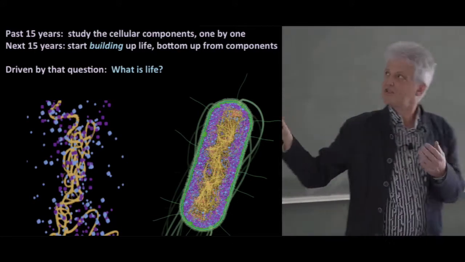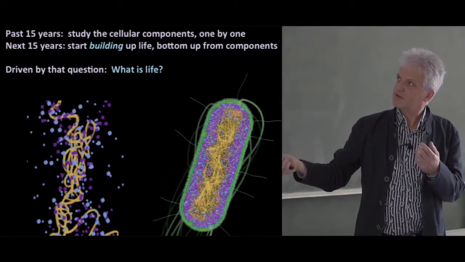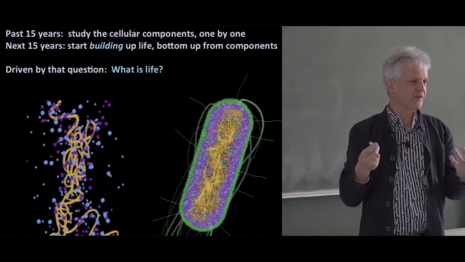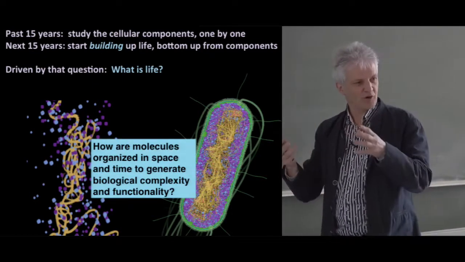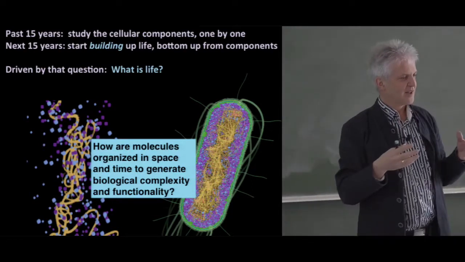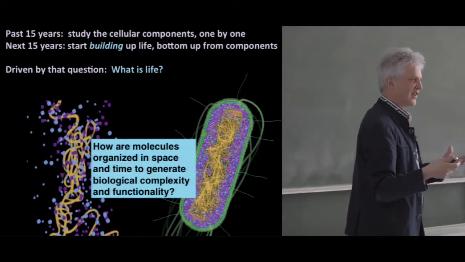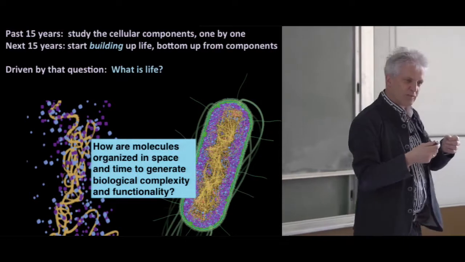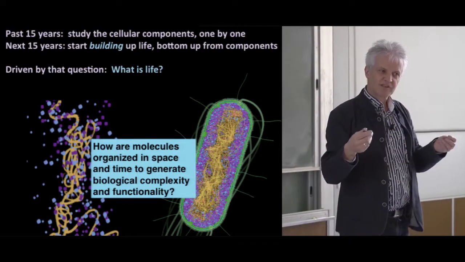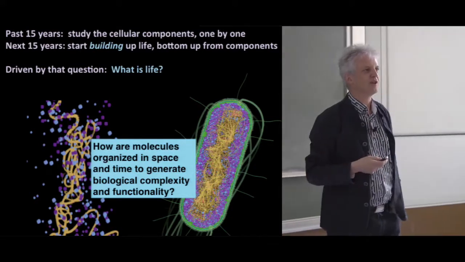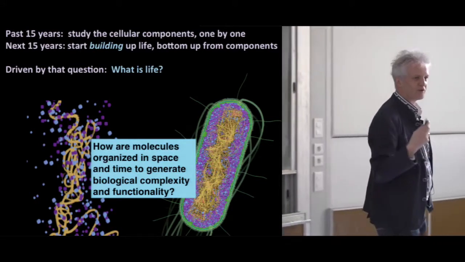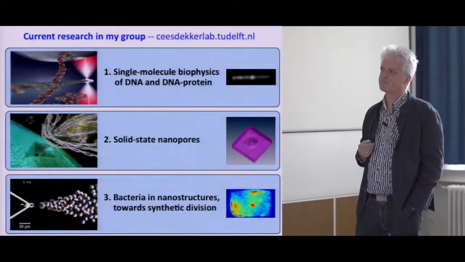I mean, on the right, that object is alive. The collection of molecules on the left is not alive, it's lifeless. What is it in this arrangement of molecules in space and time that makes that living object? And I'm fascinated by that emergence of biological complexity from lifeless components. And at the end of my talk, if time allows, I will say a few words on our first efforts to go in this direction.